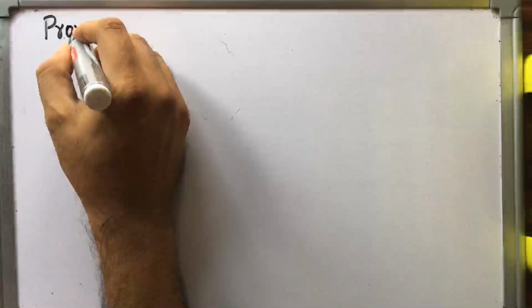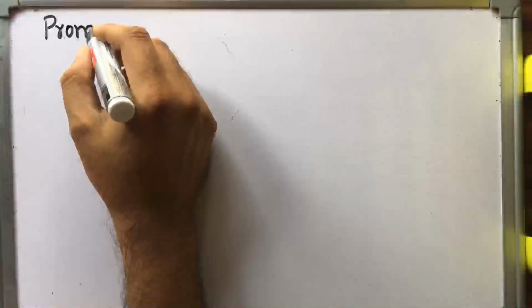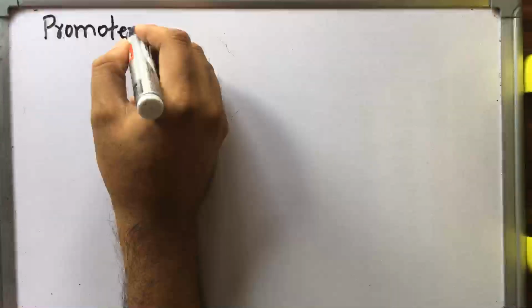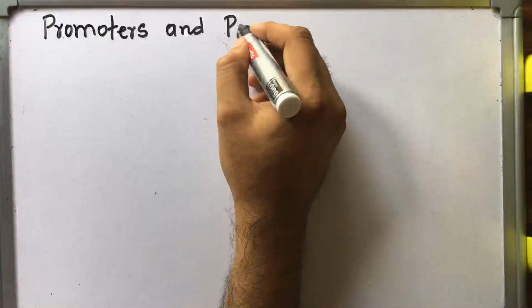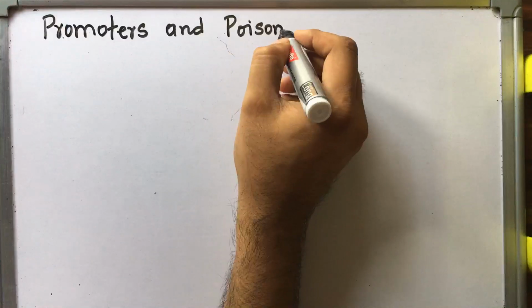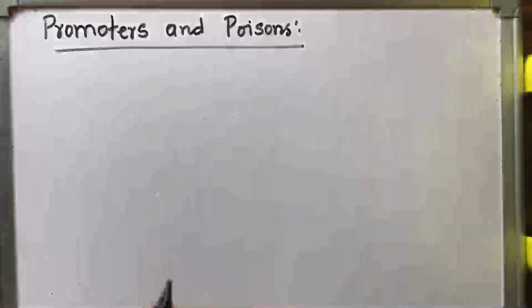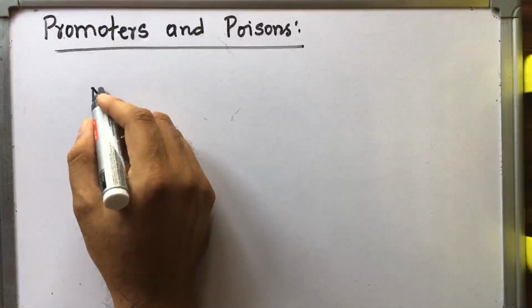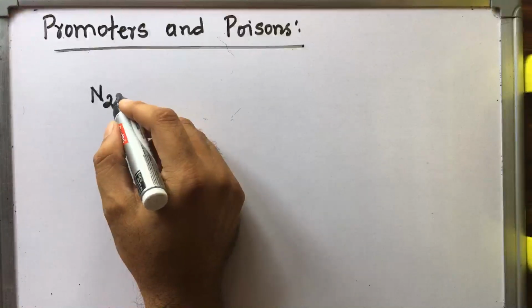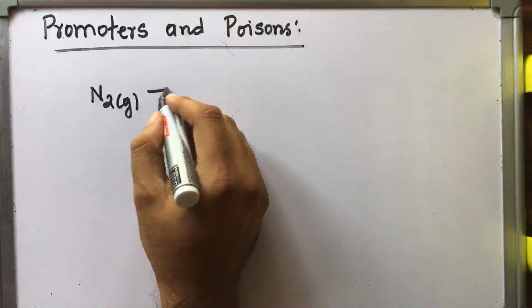So we are going to study the concept of promoters and poisons. We need to know these two things. What are promoters and what are said to be poisons? Is it clear, students?